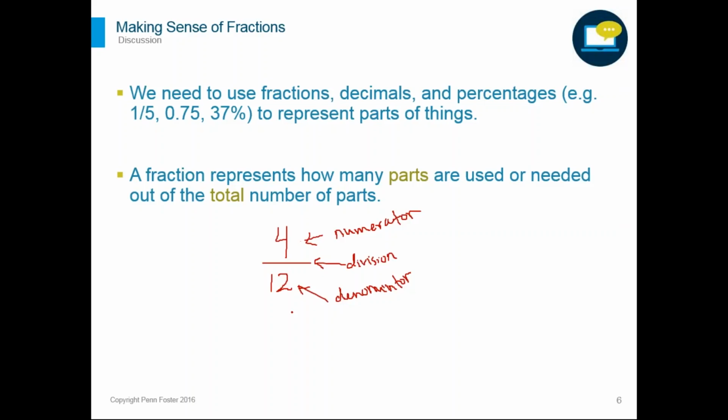So what does that fraction mean? It means that I have a total number of 12 parts. For example, if I have a cake and I cut that cake into 12 parts, so the one whole cake is represented by the 12 pieces, and I ate 4. I can describe the amount of cake I ate by the fraction 4 over 12. I ate 4 pieces out of a total number of 12 pieces. So this is what a fraction means, a part out of a total number of items or figures or pieces and so on.